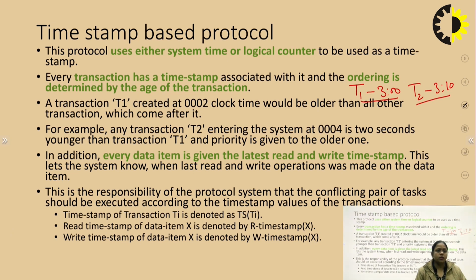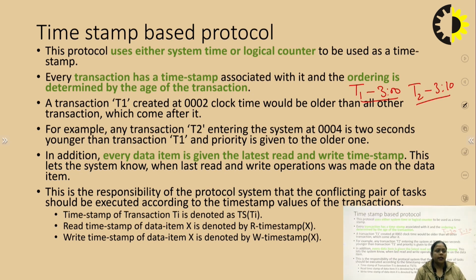This protocol uses either system time or a logical counter as a timestamp. Every transaction has a timestamp associated with it, and the ordering is determined by the age of the transaction. A transaction T1 created at clock time 0002 would be older than all the transactions which come after it, which I have already explained to you. For example, any transaction T2 entering the system at 004 is 2 seconds younger than transaction T1, and priority is given to the older transaction every time.